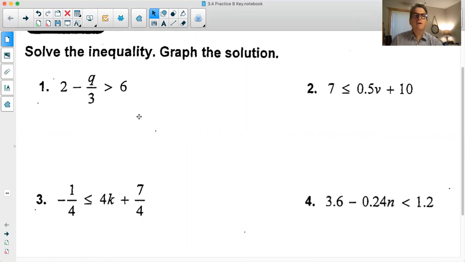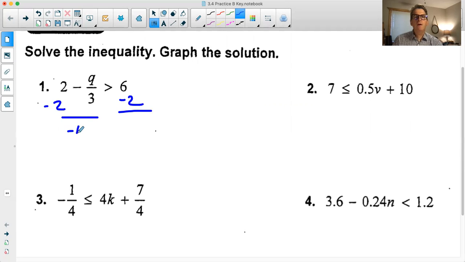Okay, so number 1, it says 2 minus q over 3 is greater than 6. What we're going to first do with this is take this 2 and subtract it from both sides. When we do that, we end up with negative 1/3 times q is greater than 6 minus 2, which is 4. Now this is a subtract 1q over 3, so I just converted it to subtracting 1/3 times q is greater than 4.